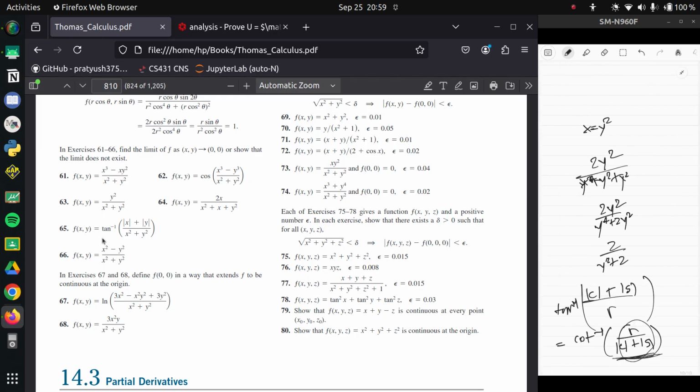Okay, next, x square minus y square upon, this we have done. This does not actually exist. It's 1 minus m square upon 1 plus m square, so it depends on the m value, so it does not exist.